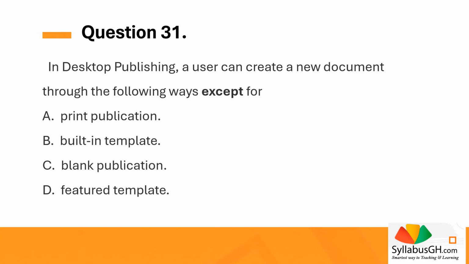Question 31. In desktop publishing, a user can create a new document through the following ways except for A. Print publication. B. Built-in template. C. Blank publication. D. Featured template. The correct answer is A. Print publication. In desktop publishing, creating a new document can be done through built-in templates, blank publications, and featured templates. However, print publication is not a method for creating a new document. It refers to the final output or format used for printing the document after it has been created.